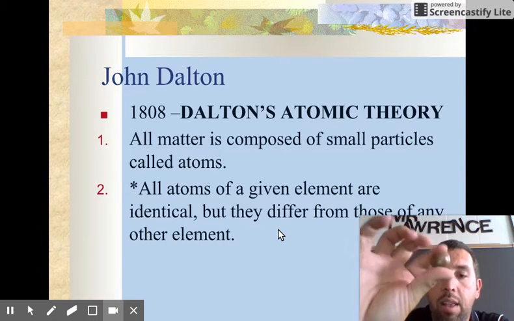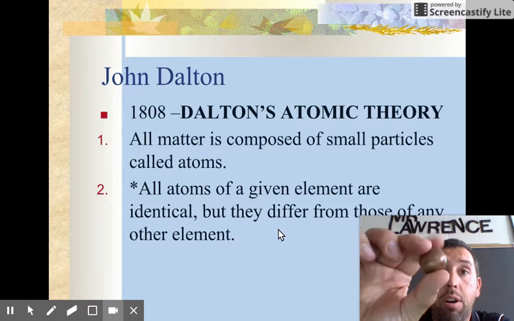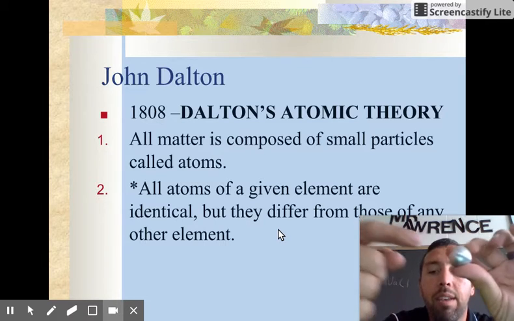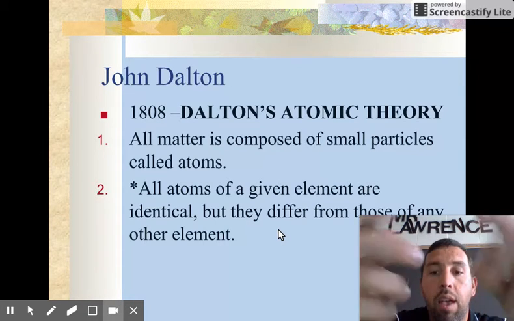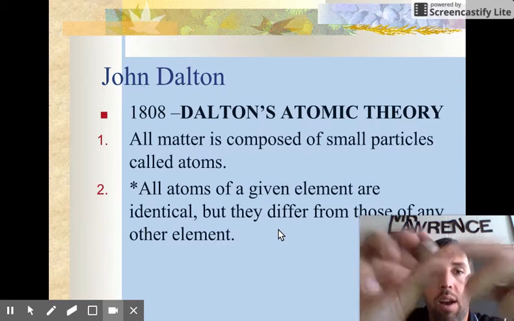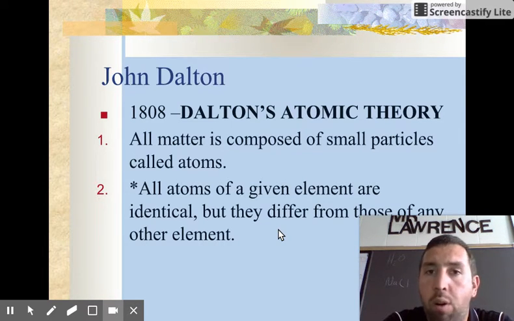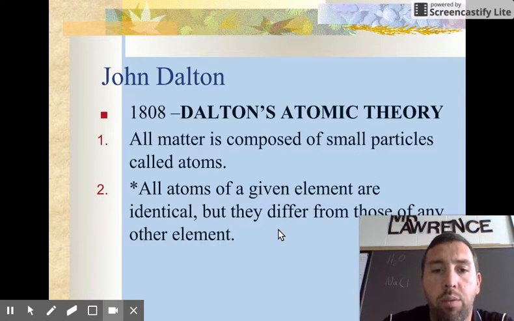And if I have another element like copper here, copper is going to be made of atoms too, but these atoms are fundamentally different than the atoms in aluminum. These atoms are going to have 29 protons, where these atoms are going to have 13 protons. Now again, John Dalton didn't know about protons yet. He didn't know about neutrons, and he didn't know about electrons, but he had this idea of an atom. And this is where his thought process was leading him.